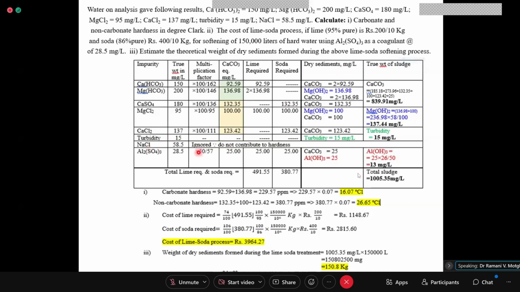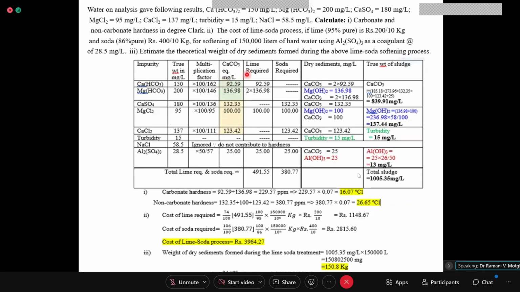Then NaCl, don't look into this side. First try to understand this. This is it, this much. So ignore, do not contribute to hardness. Then alum, Al2(SO4)3. It is mentioned at the rate of 28.5 milligrams per liter. So 28.5 milligrams per liter into 50 by 57 comes out to be 25. Okay, so now we are here with this.